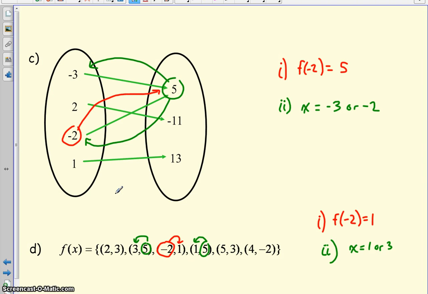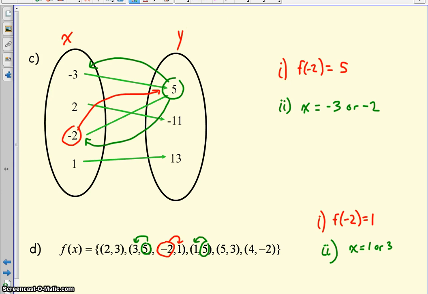Okay, so for part C, looking at the mapping diagram, when x is equal to negative 2, remember with a mapping diagram you have your independent variable on the left, your dependent variable on the right. So you look for an x equal to negative 2, and following the arrow it tells you that at that point y is equal to 5. So f of negative 2 is equal to 5.